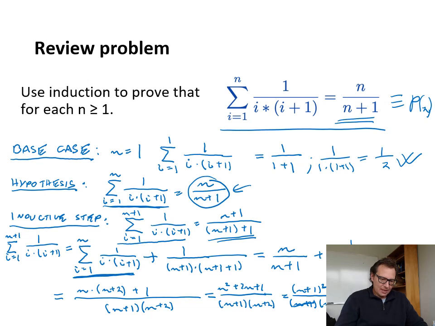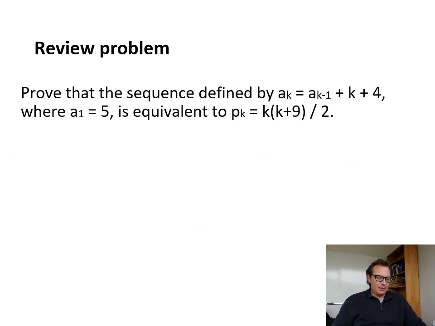Okay, so make sure to practice proofs by induction that include sums of sequences. Let's take a look at another problem that we want to prove by induction. This will be our last review problem for this lecture. So we want to prove that the sequence defined by a of k is equal to a of k minus 1 plus k plus 4, where a of 1 is 5, so this is a recursive sequence, is equivalent to p of k is equal to k times k plus 9 divided by 2. So that's a little bit similar to the previous problem.